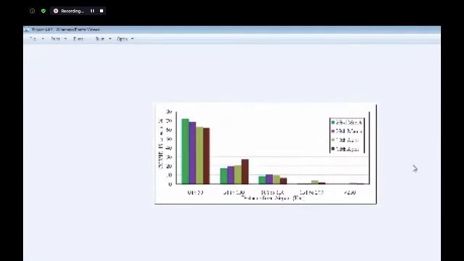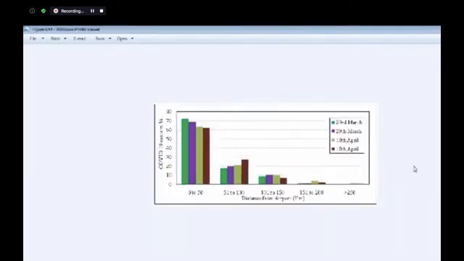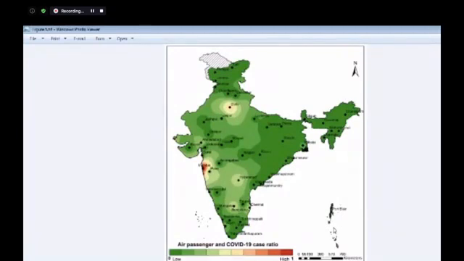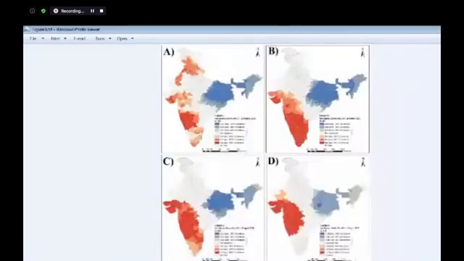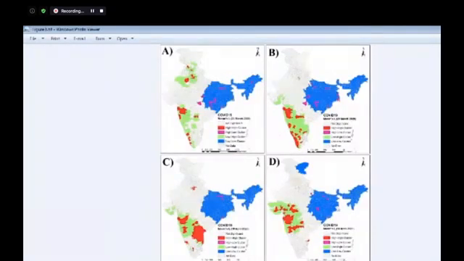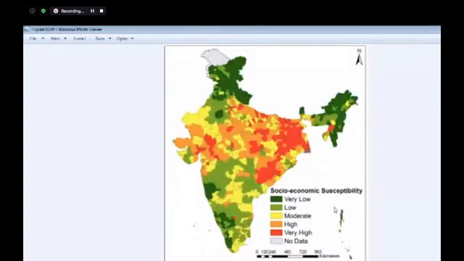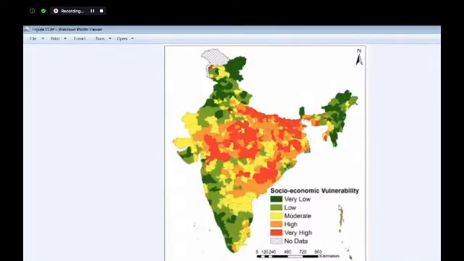Now we assess the relations between COVID cases and distance from the airport. Are you able to see the graph? The graph is shown, but the legend is blurred. Anyway, carry on. So this is the relation between COVID cases and Indian airports, how distance from the airport affects the spread or outbreak of COVID-19. So in this, socio-economic sustainability and socio-economic vulnerability. Are you able to see my screen here? Yeah, it is okay.